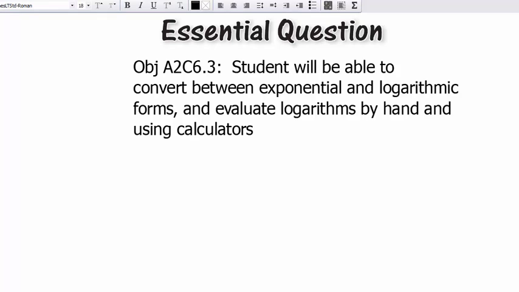We're going to convert between exponential and logarithmic forms and be able to evaluate logarithms both by hand and using calculators. Well, the first part of that is to know what the heck a logarithm is.